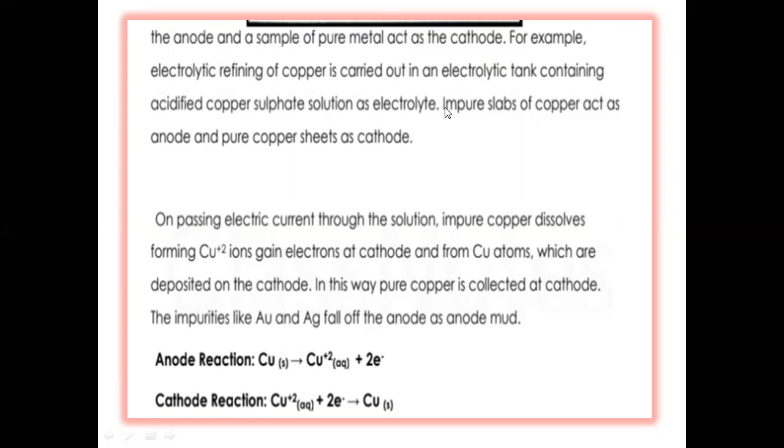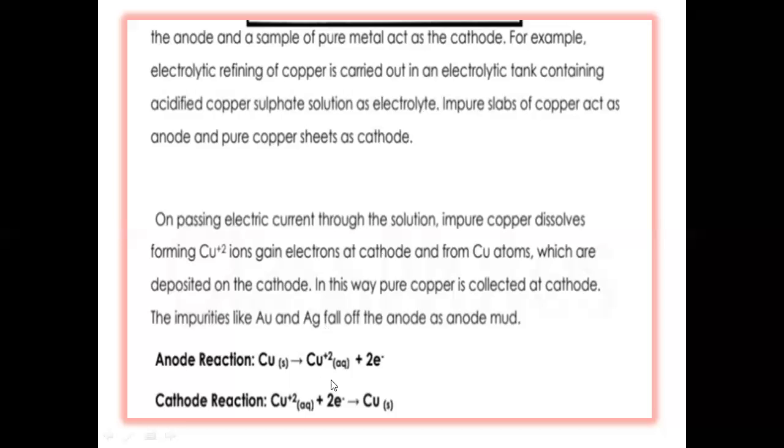An impure slab of copper acts as an anode, and pure copper acts as a cathode. On passing electric current through the solution, impure copper dissolves, forming copper ions, which gain electrons at the cathode and form metallic copper. That copper will then deposit at the cathode. In this way, pure copper is collected at the cathode. The impurities like gold and silver fall off the anode as anode mud. It will be collected in the solution.